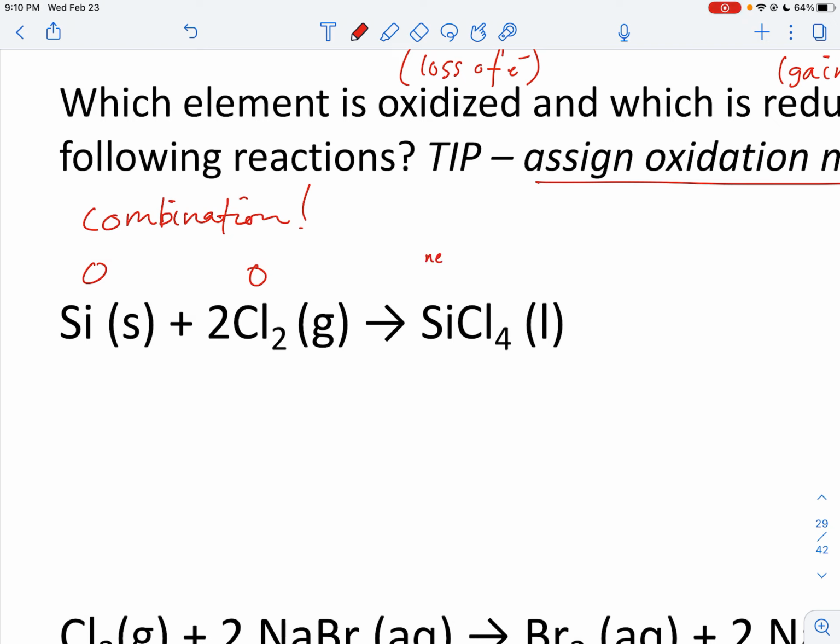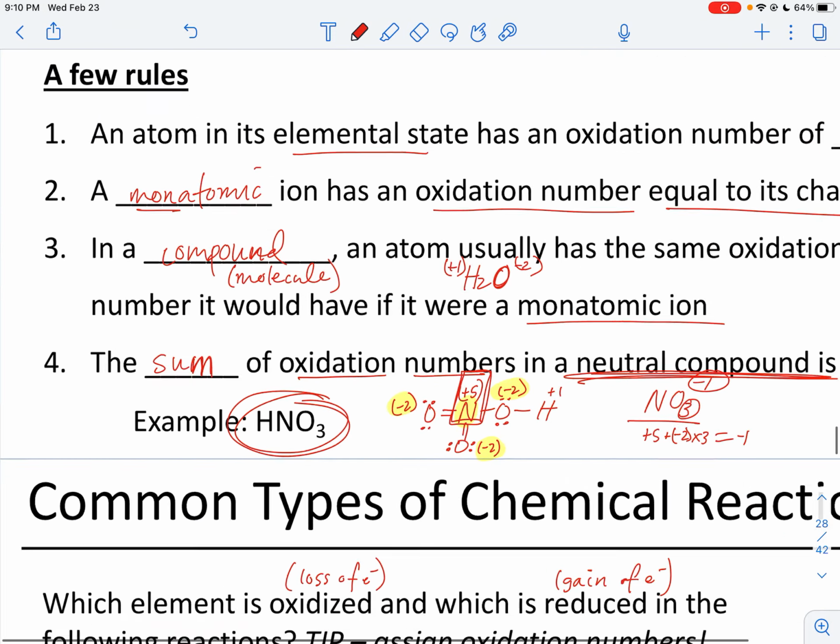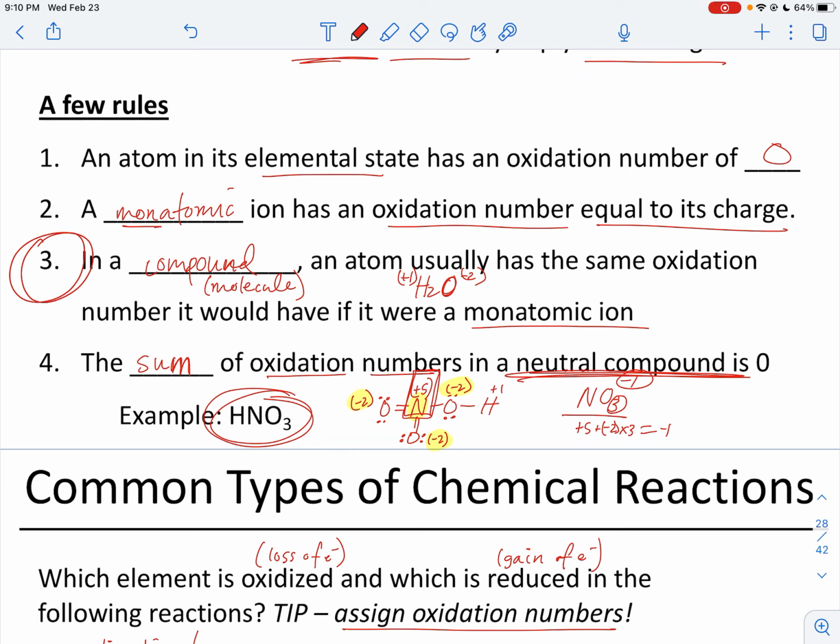Because this is a neutral compound, the oxidation number on silicon plus 4 times the oxidation number on chlorine, because we have 4 chlorides, is going to have to add up to 0. So let's see if we can fill in these blanks. Well, let's go up and read our rules. In a compound, I'm looking at rule number 3. An atom usually has the same oxidation number it would have if it were a monatomic ion.